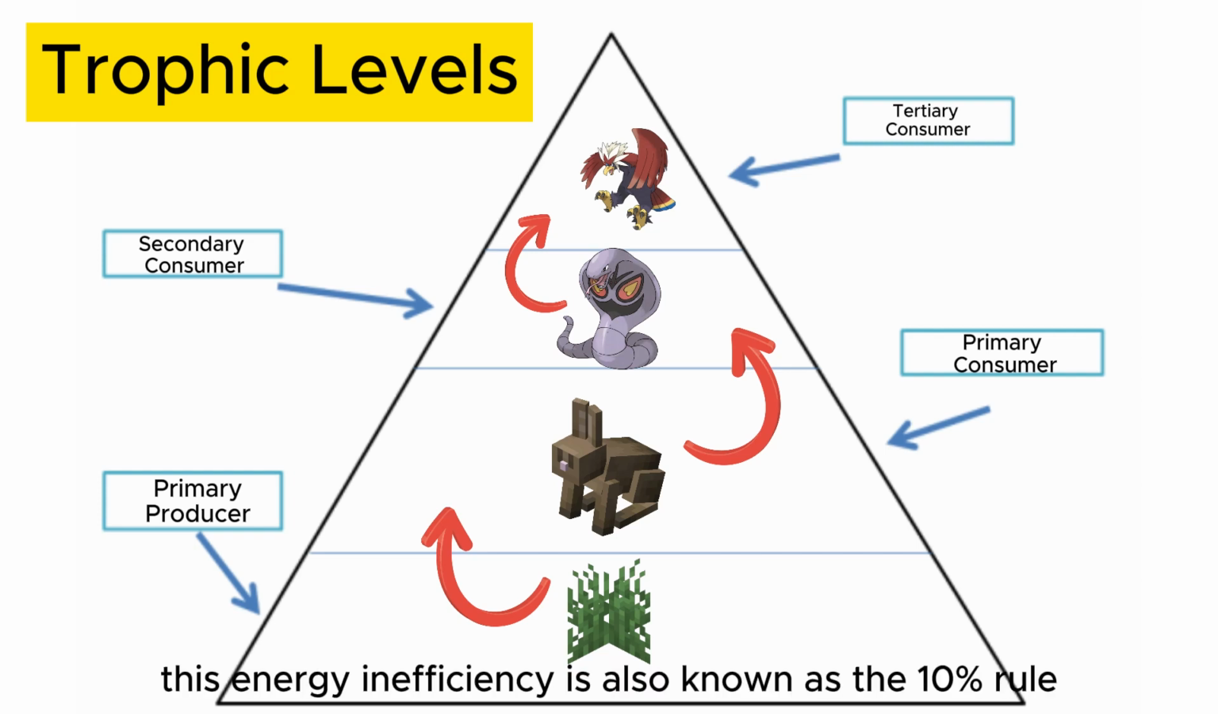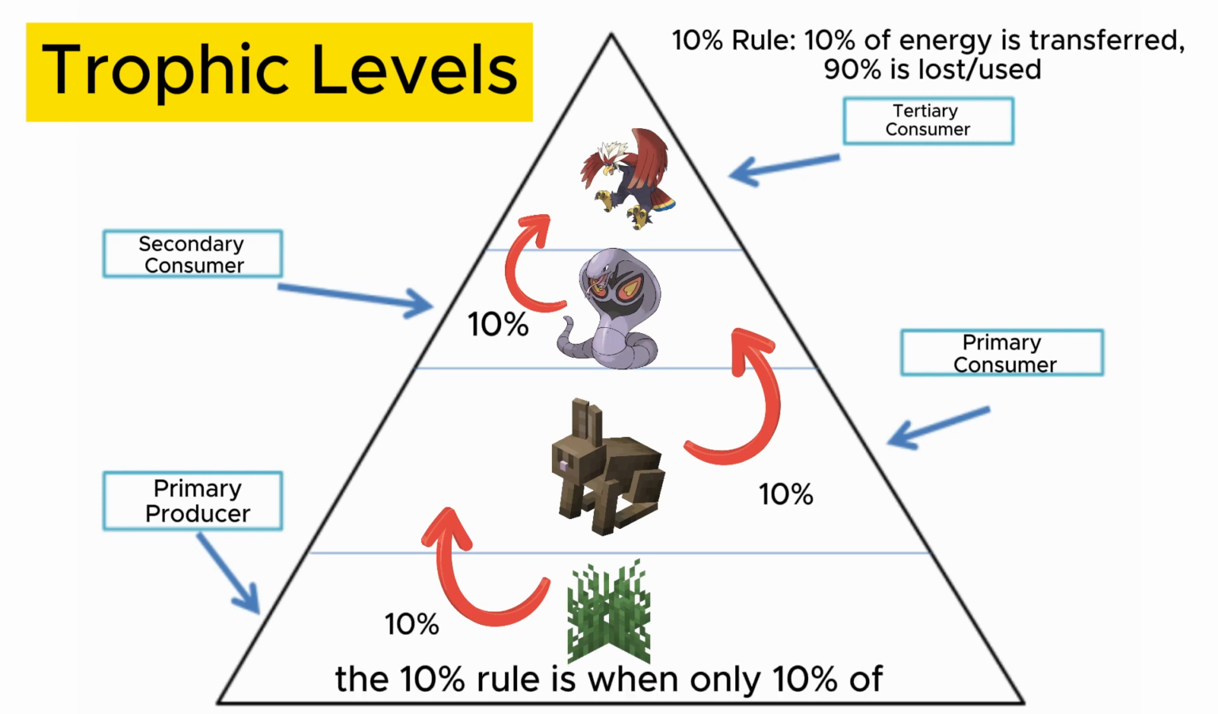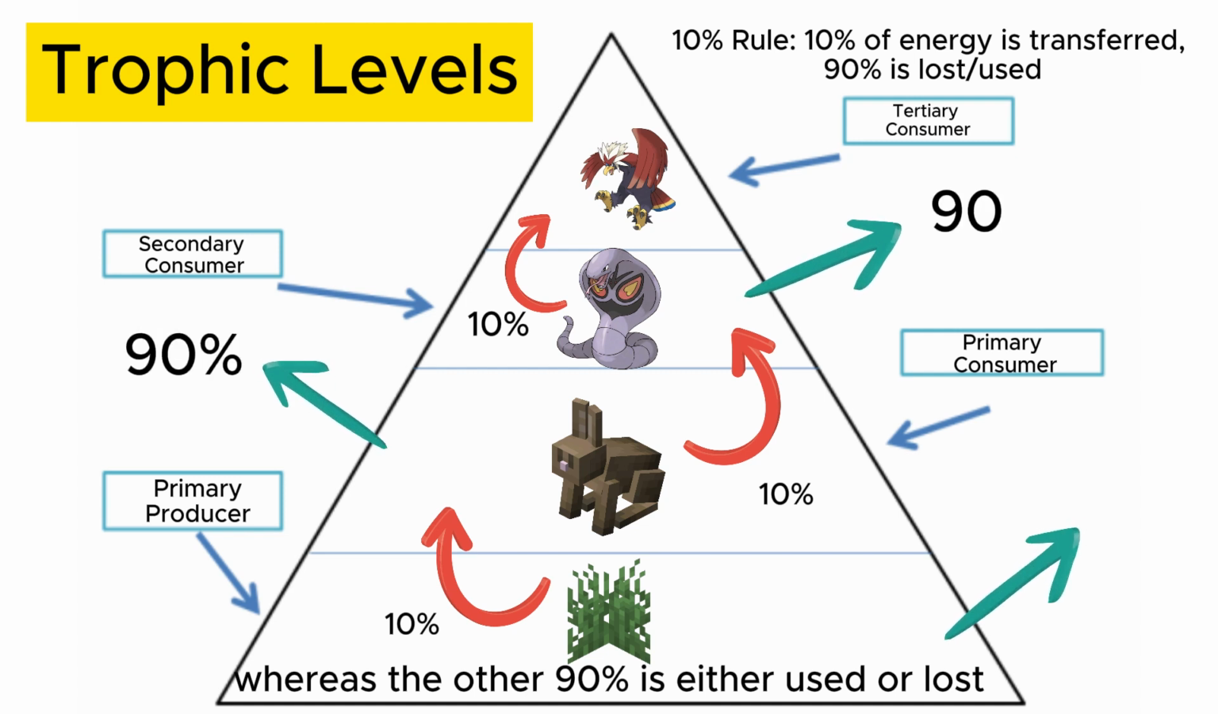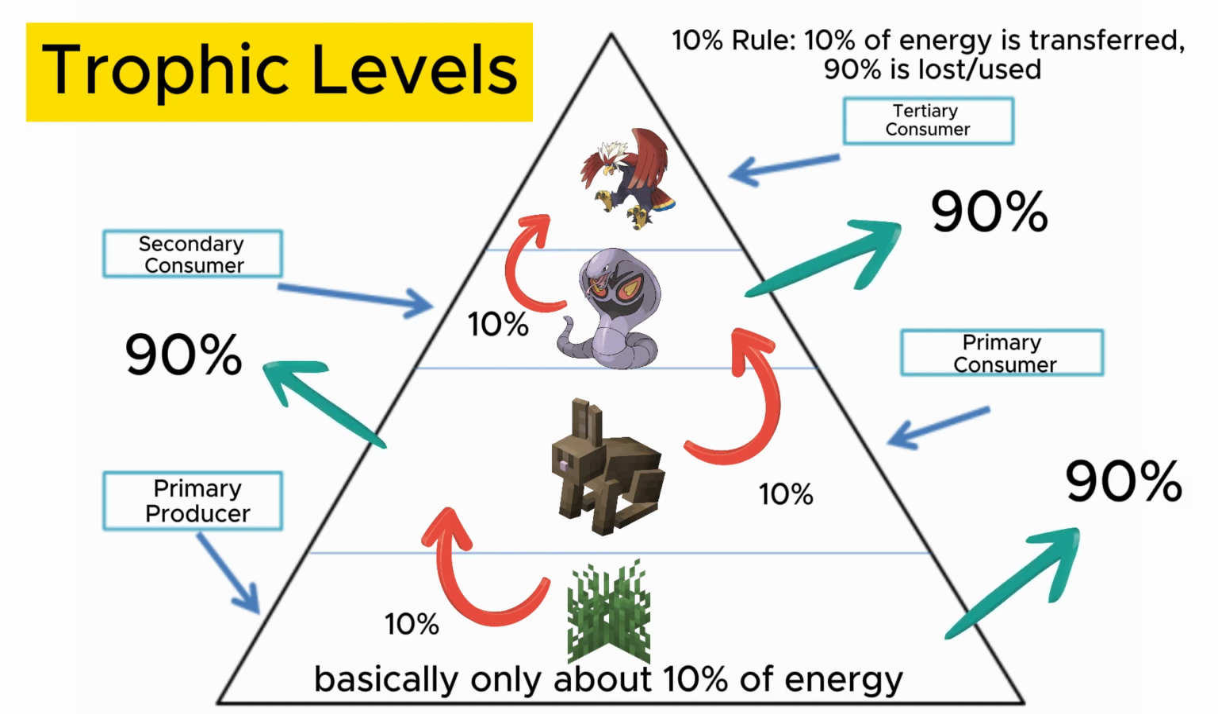This energy inefficiency is also known as the 10% rule. The 10% rule is when only 10% of the energy is actually being transferred, whereas the other 90% is either used or lost. Basically, only about 10% of energy gets passed onto the next trophic level.